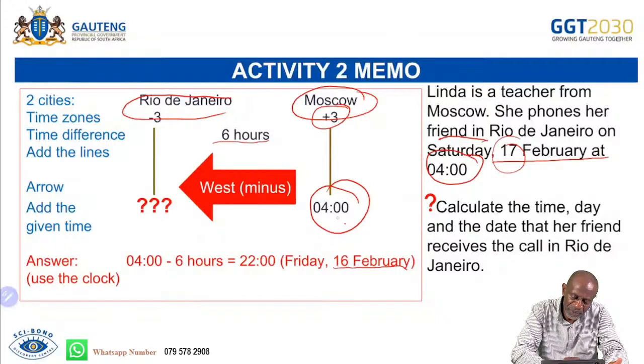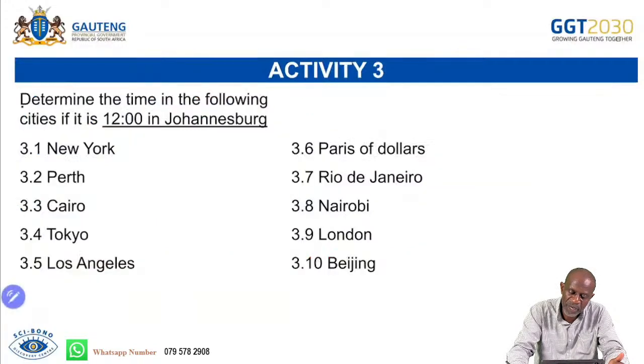So in your calculation, you are still referred to the clock that gives us accurate counting when we work with time zones. And this is another activity, or a set of activities. It says determine the time in the following cities if it is 12 hours in Johannesburg.